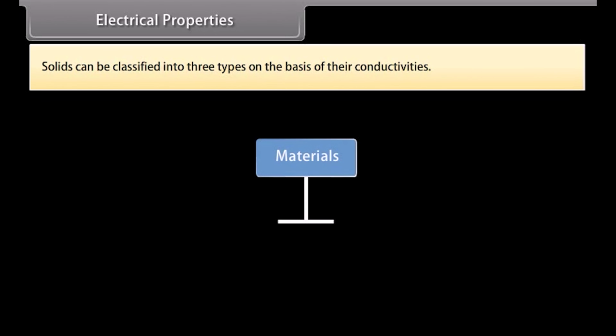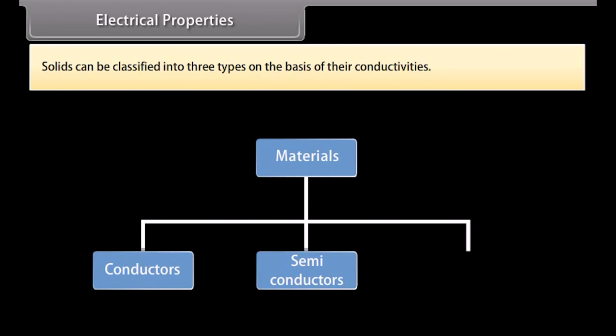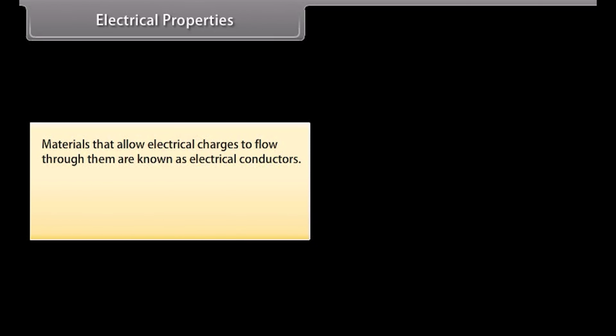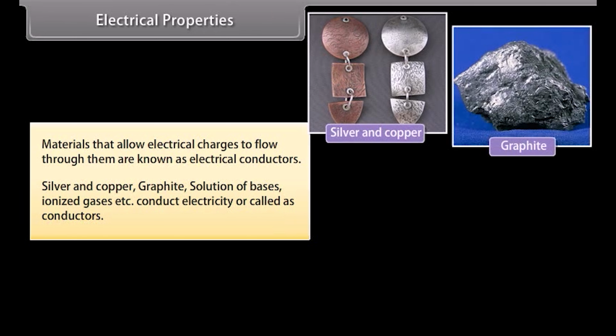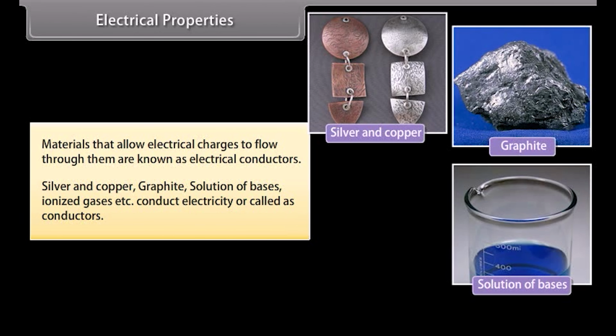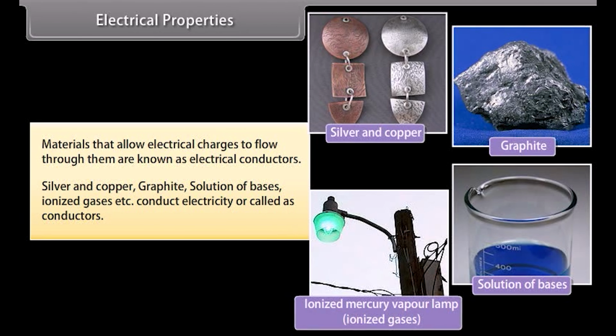Electrical properties. Solids can be classified into three types on the basis of their conductivities. Materials that allow electrical charges to flow through them are known as electrical conductors. Silver and copper, graphite, solution of bases, ionized gases, etc. conduct electricity, or are called conductors.